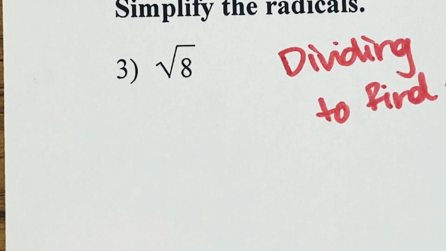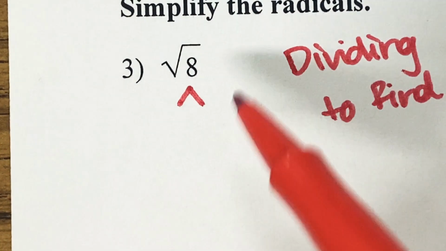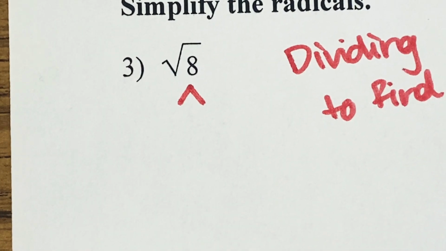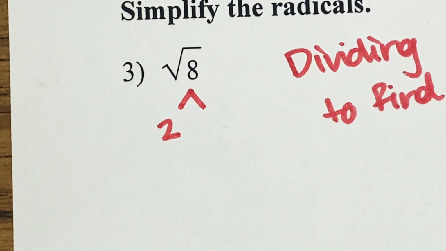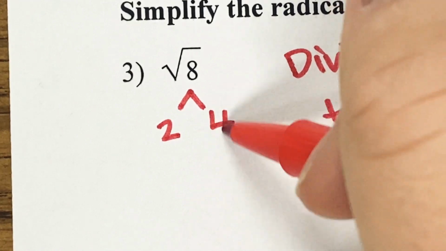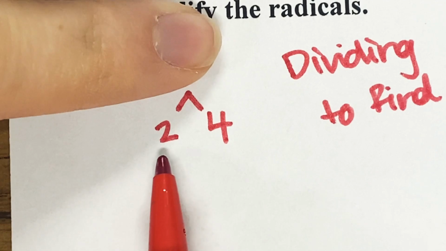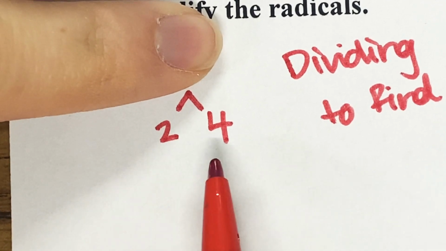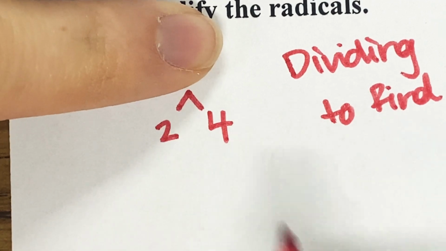Okay? So let's go ahead and divide 8. So everybody just draw this little factor tree. That means we're going to divide it up. I know that 8 is an even number, so I can go ahead and divide it by 2. So 8 divided by 2, that's going to give me 4. So now we're just looking at 2 and 4. Do we have 2 of the same number that can leave the radical yet? Nope, we just have a 2 and a 4.